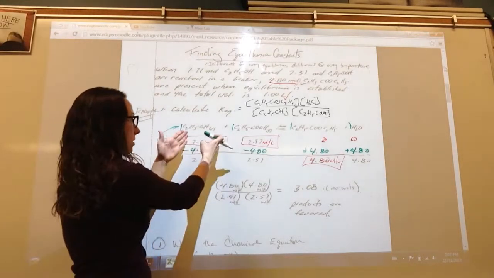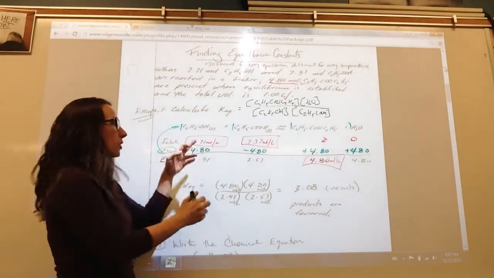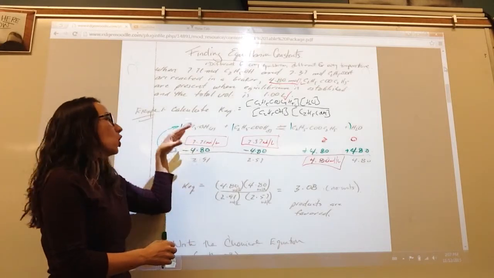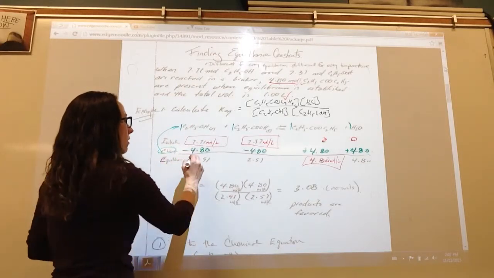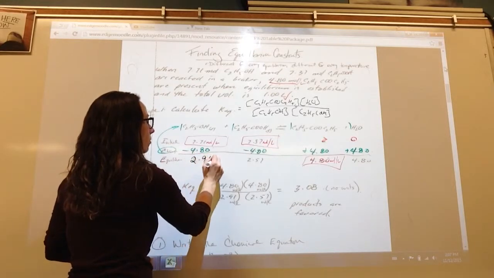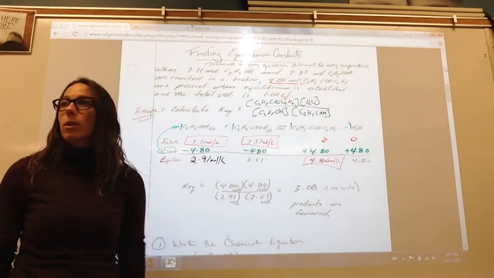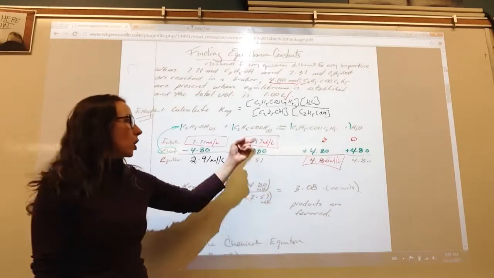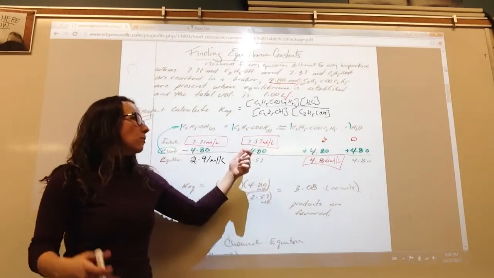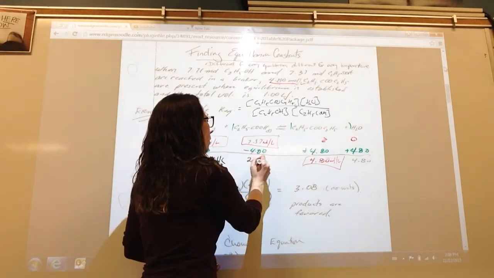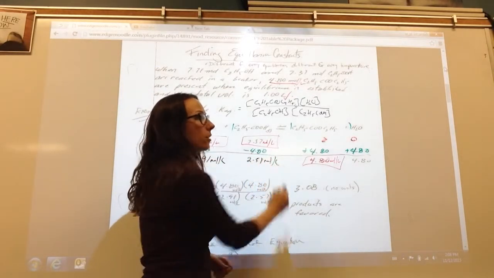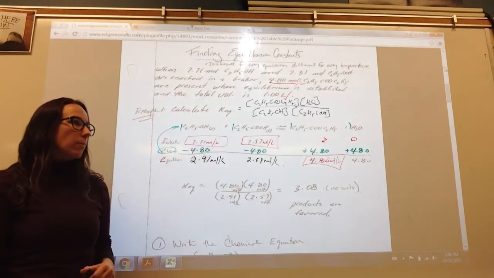Okay, so this is a simple subtraction. If I started with 7.71 and I've used up 4.80, then I must have 2.91 moles per liter left over at equilibrium. If I start with 7.37 and I'm using up 4.8, 2.51 moles per liter is what I'm going to have at equilibrium.